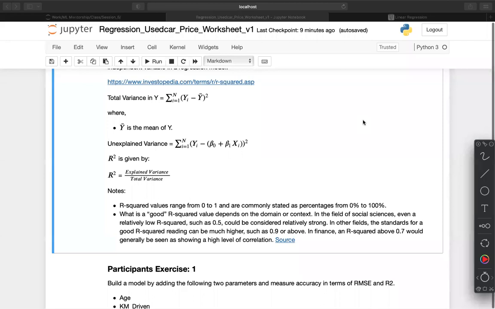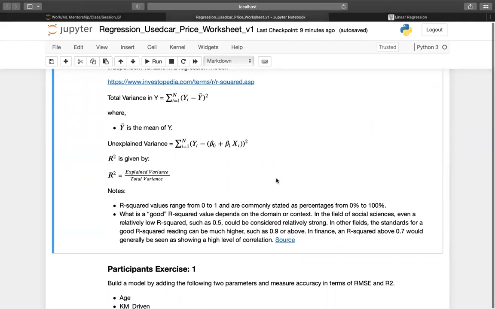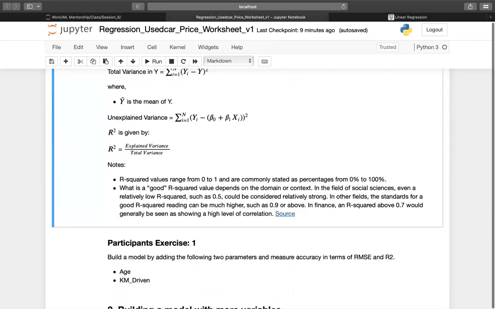You can always find some literature or published papers on what R square value is typically accepted. Based on that, you can take a call whether it's a good model or a bad model. So how do you measure R square value here?